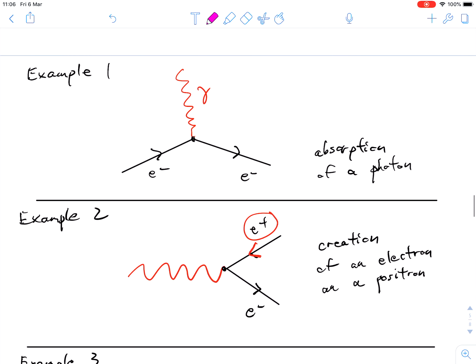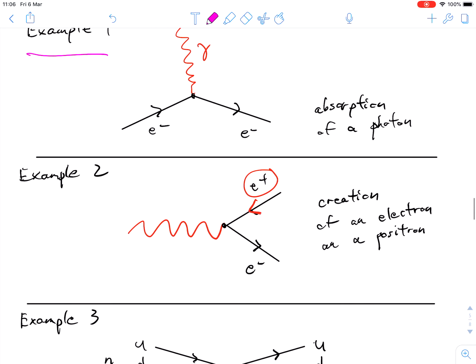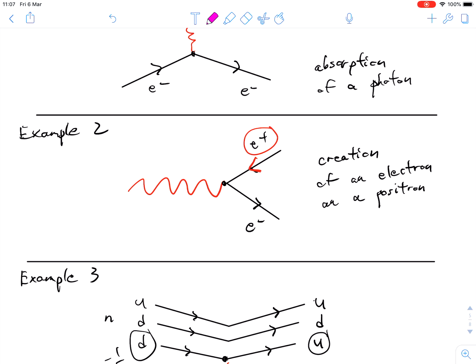Okay, moving on, we have some examples here. This is the absorption of a photon in example number 1. The second one is a photon creating both the particle, the electron, as well as the antiparticle, the positron. Note that the positron points backwards, it points to the left. So that's in line with our conventions.